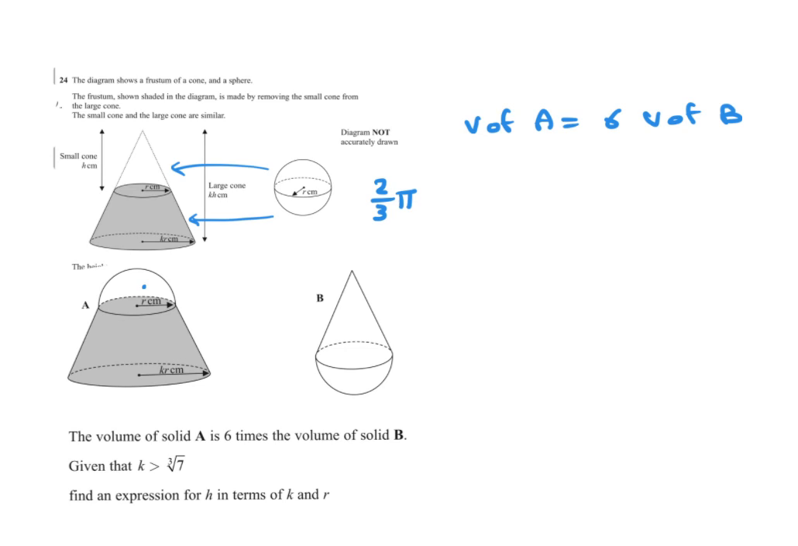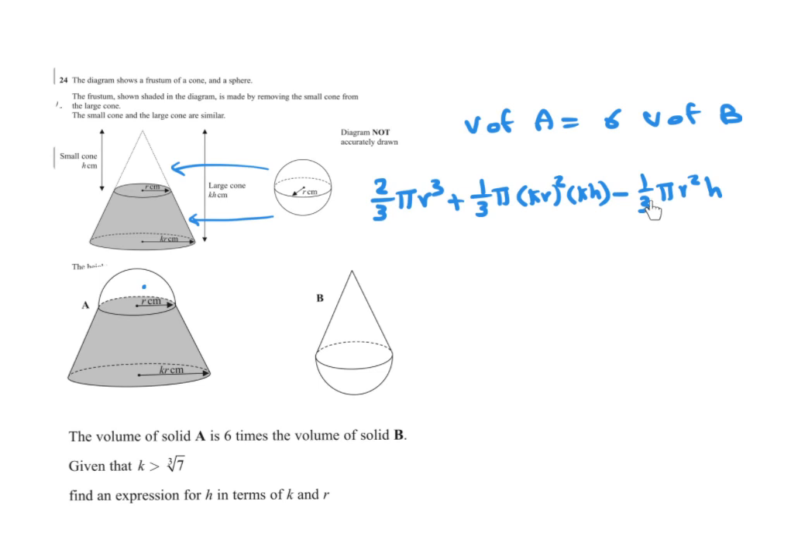pi R to the power 3. And the volume of the frustum equals the volume of the large cone minus the volume of the small cone. The large cone is 1 over 3 pi times the radius squared, so (KR) squared, times the height, which is KH, minus the small cone, which is 1 over 3 pi R squared times the height.